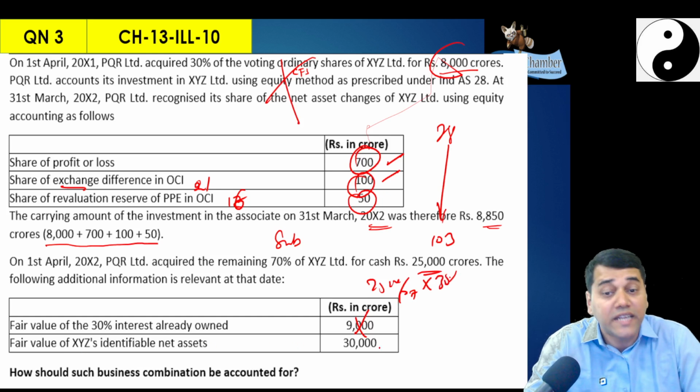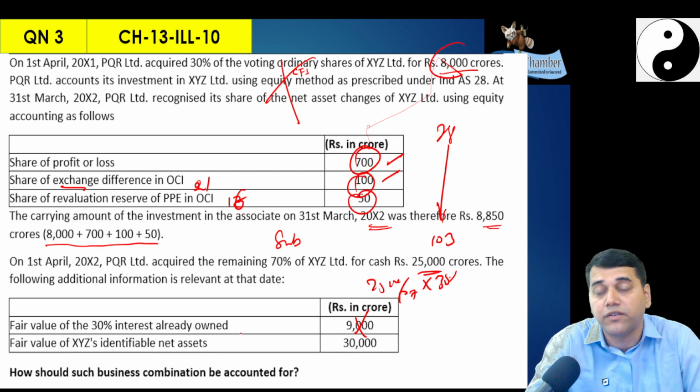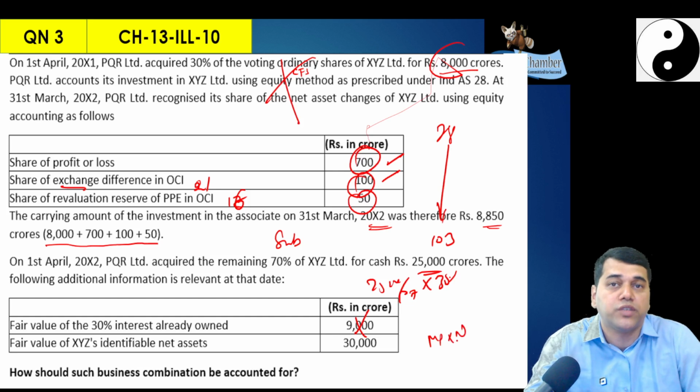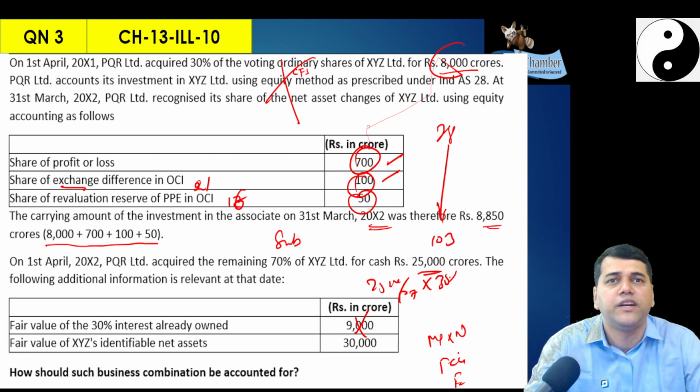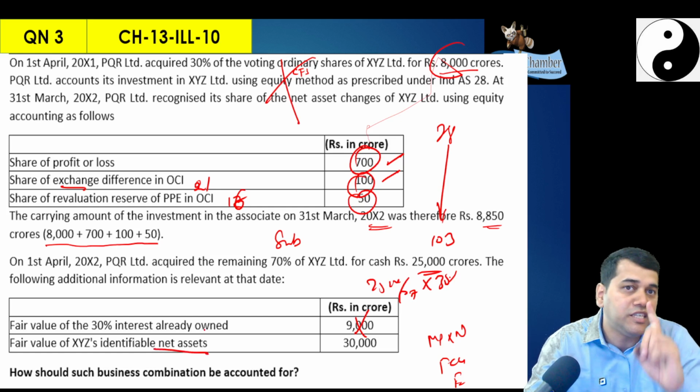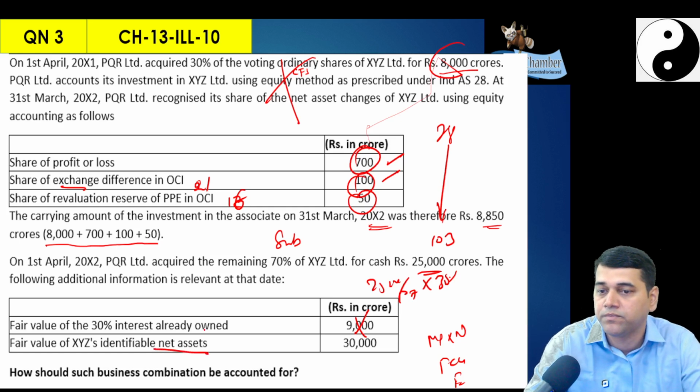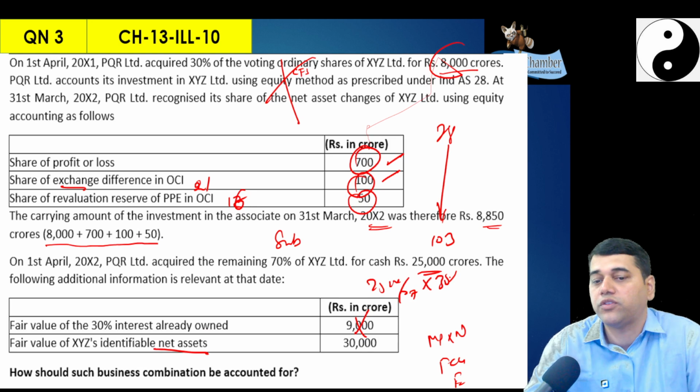And identified net assets. See, this is different from the value of the business. Value of the business is market price into number of shares, FCFF, earnings capitalization. You can have a different dividend capitalization. So many methods you will have. But this is net assets. Individual assets have been revalued. Now, how should you account for this business combination?